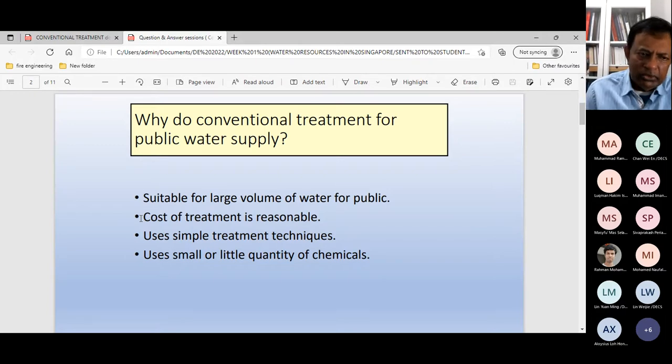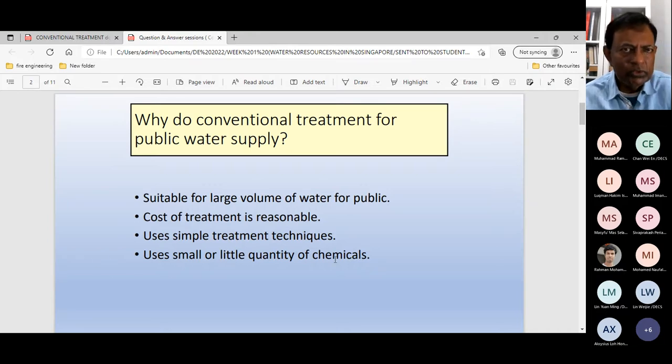All these are cost effective and also reasonable. Cost, you can produce water. The conventional treatment also uses simple techniques, which means sedimentation, flocculation, all these are very simple techniques so that you can purify the water with minimum cost. Use a small or very little quantity of chemicals.